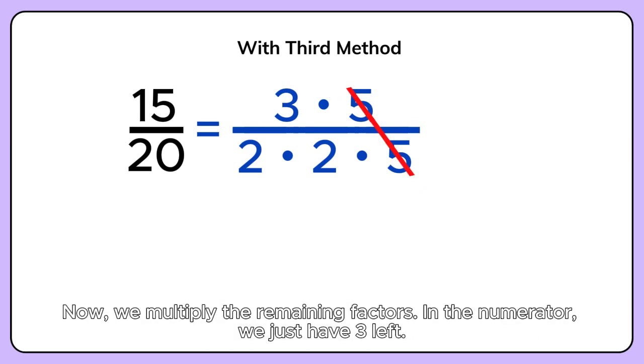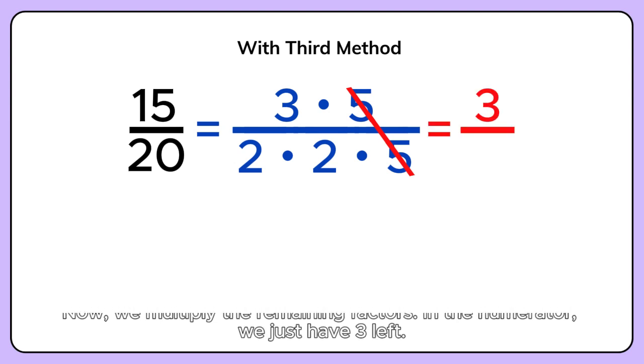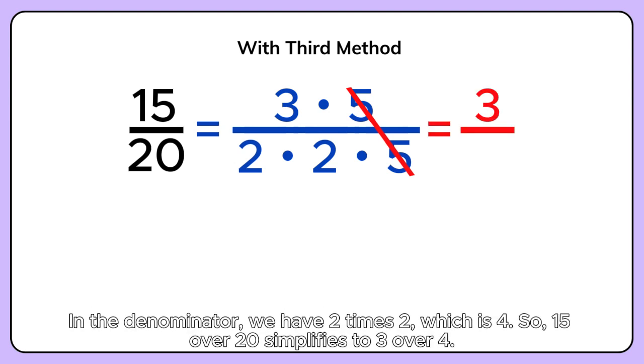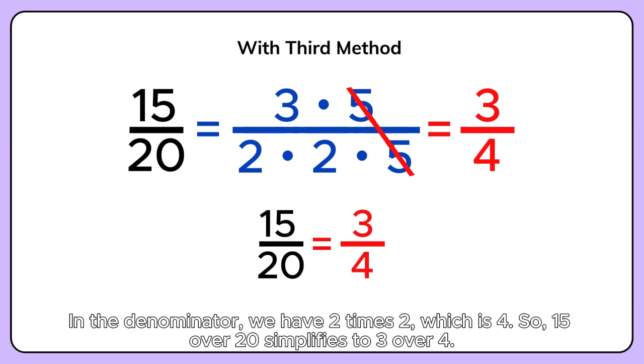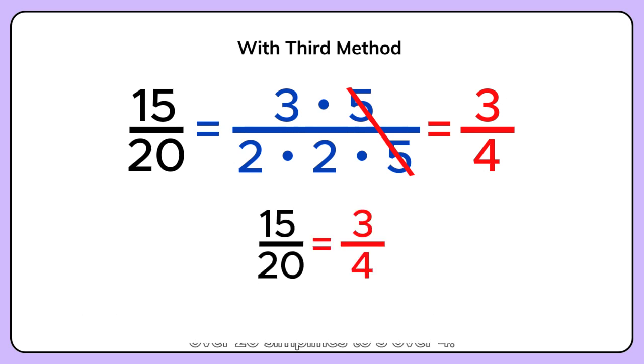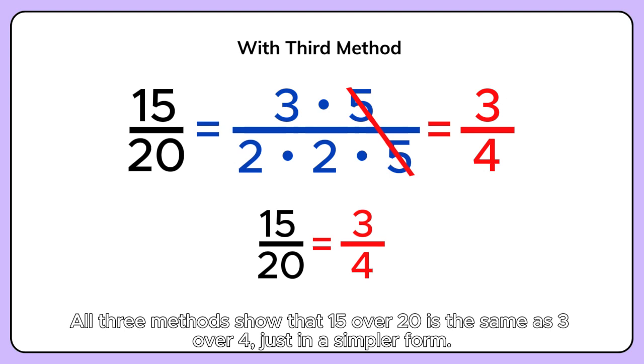Now, we multiply the remaining factors. In the numerator, we just have 3 left. In the denominator, we have 2 times 2, which is 4. So 15 over 20 simplifies to 3 over 4. All 3 methods show that 15 over 20 is the same as 3 over 4, just in a simpler form.